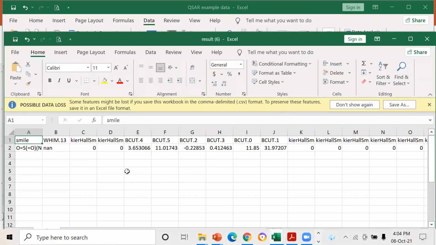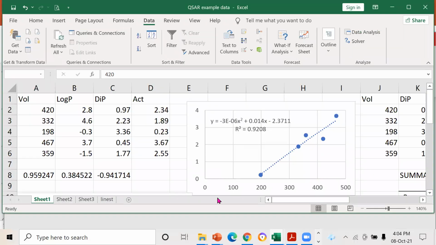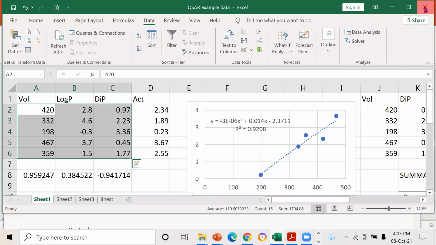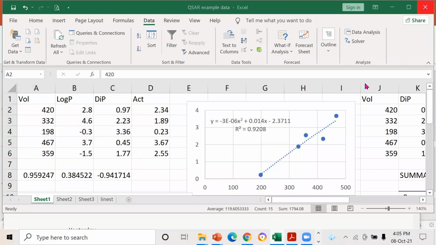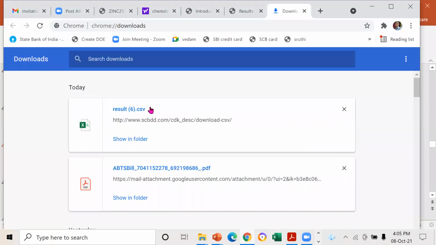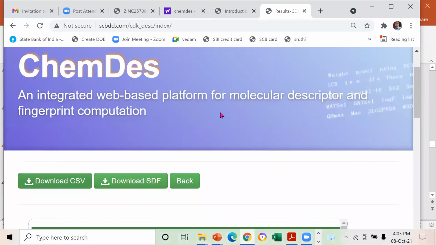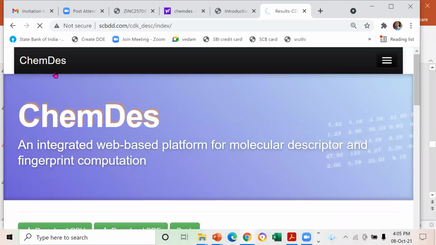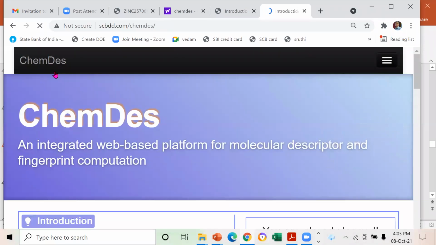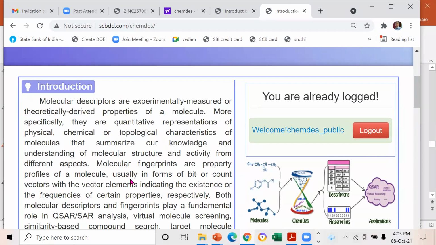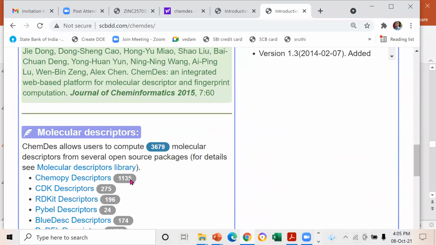A CSV file is an Excel file. The beauty is we can nicely take it to Excel and organize them. That's the advantage of a CSV file. So we can calculate each one of these descriptors. You can try it now. All of you can go to ZINC, get the SMILES of each one of the compounds, try it out and see.